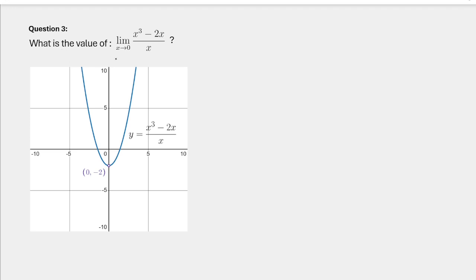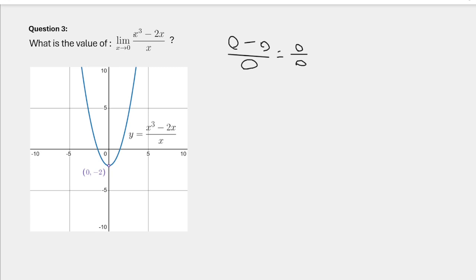Question 3. What is the value of the limit of x cubed minus 2x over x as x becomes infinitely close to 0? All right, this is quite clearly a little hairier than our previous problems, but not to fret. We have strategies to solve this now. If we just go ahead and try substitution, plugging 0 in for all of the x's, that's going to give us 0 minus 0 over 0, which is, what do you know, indeterminate form again. So we're going to need to use something else to solve this.